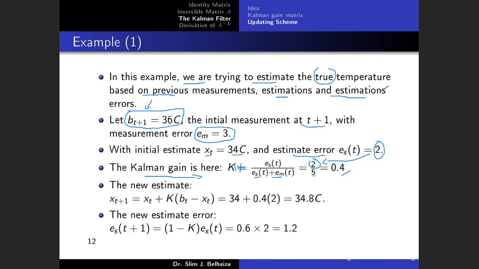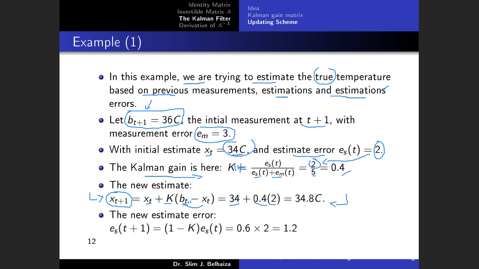Okay? So if you use the updating scheme formulation, your new estimate, which is XT plus 1, based on the measurement you've taken, would be XT plus K times BT plus 1. In fact, this should be BT plus 1 minus XT, which should be equal here to how much? So your estimation was 34, this is XT, plus 0.4 times the difference between the measurement and the estimation, which is 36 minus 34, which is 2. So basically, the new estimation is 34.8.